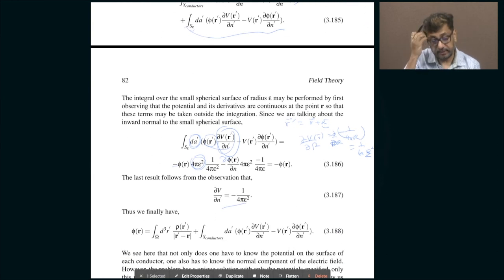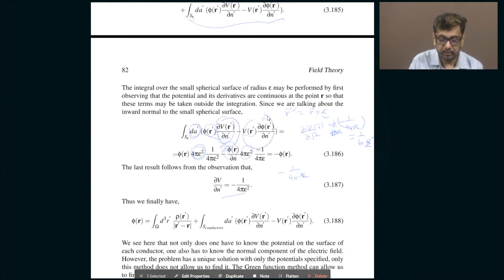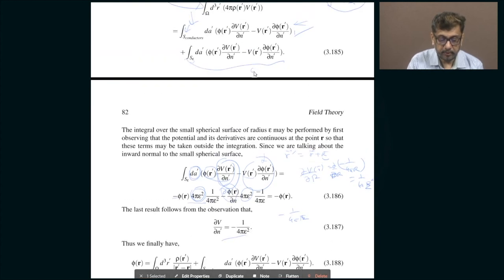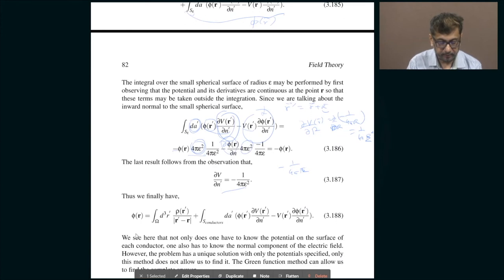Right. So having done that, you can easily convince yourself that this other term is negligibly small. This is of course some constant value, whereas this is minus 1 by 4 pi r, with r being epsilon, but then dA is 4 pi epsilon squared. So epsilon squared by epsilon tends to 0, so this term does not contribute as epsilon tends to 0; only this contributes. So the bottom line is, after all that effort, this whole thing becomes phi of r. Okay, so that is the point. So this becomes phi of r, and this one was already that. Then you can take that out, and then finally you can write this.